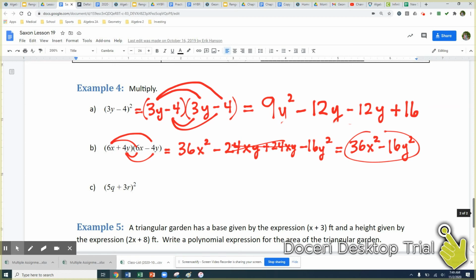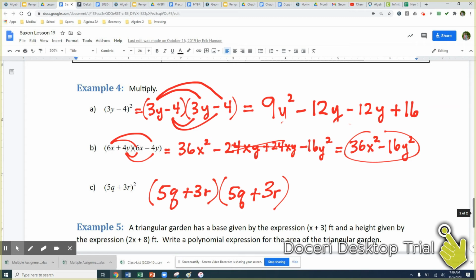And lastly, we'd have a 5q plus 3r times another 5q plus 3r. I'm not going to FOIL that one out because we're going to do another FOIL in example 5. But when you have your 5q plus 3r squared, that means you're going to multiply your base, 5q plus 3r, 2 times.